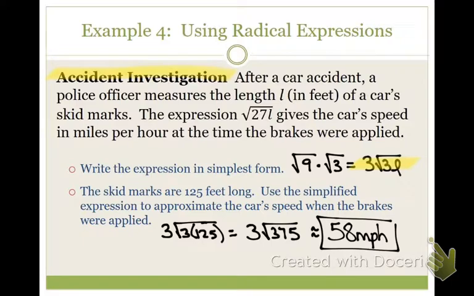Depends if it was a 30-mile-an-hour speed zone. I actually was reading if you increase your speed, that's 9 times more force than your bike. How'd you get 50? That's a lot. 58, I changed 3 times the square root of 375 to a decimal.